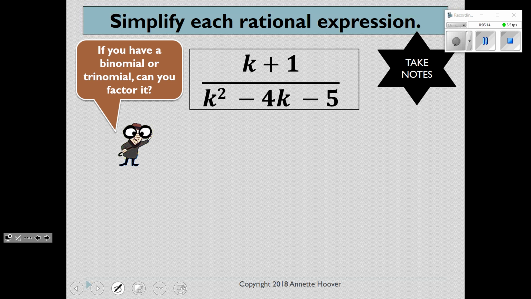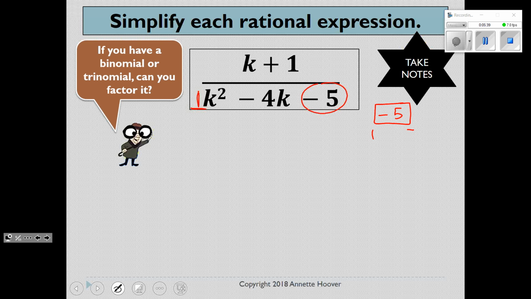On the top, we have k plus 1. That cannot be factored. But on the bottom, we have a trinomial. Let's see if we can factor it. Remember, this has 3 terms, and the leading coefficient is a 1. Do you remember how to factor 3 terms with a leading coefficient of 1? We used reverse FOIL. That is where you look at the last term, -5, and you think of factor pairs.